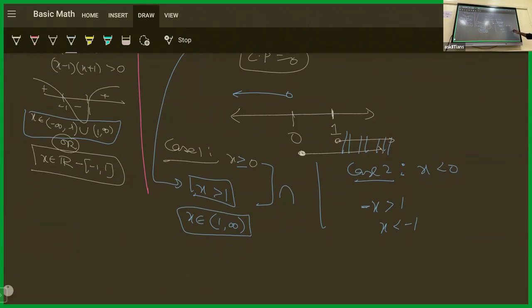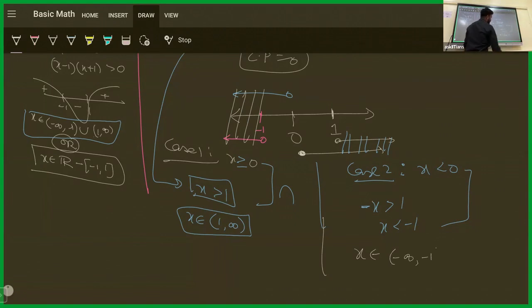And now take intersection of these two. Now first plot it here on the number line, the interval x less than minus 1. Minus 1 will be somewhere here, and x is less than minus 1. We are not including minus 1 also. Now find out the intersection of these two. And if you see, the intersection of these two is this part. So in this case, what are we getting? x belongs to minus infinity to minus 1.